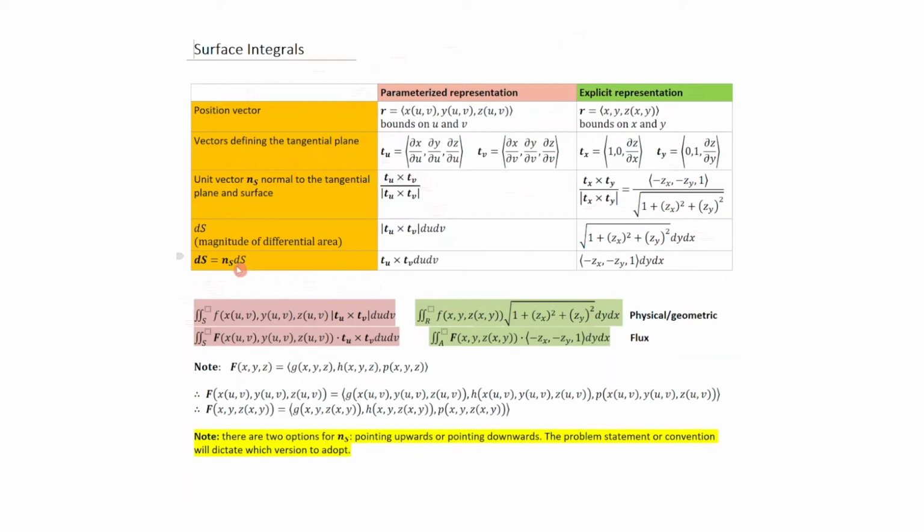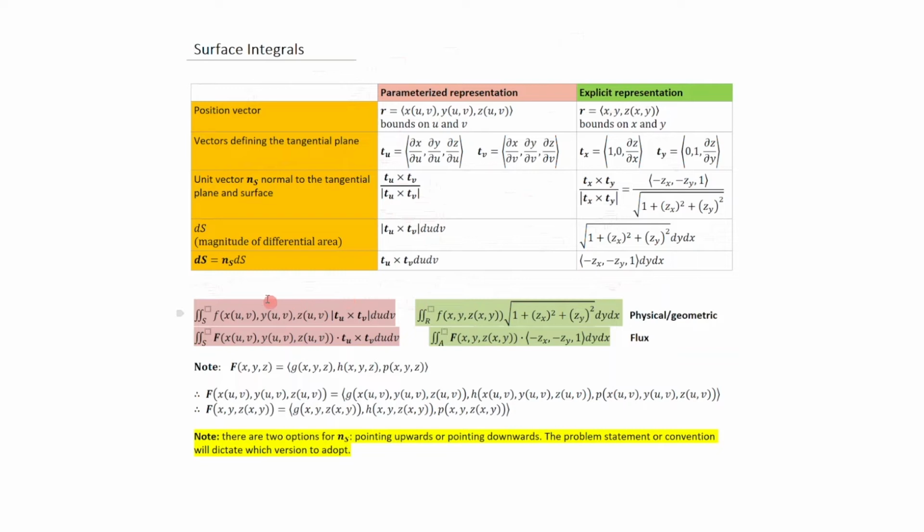The differential surface area vector, which is just n dS, would basically be just taking these two and multiplying, and taking these two and multiplying. By multiplying these two, you can see that the denominator term vanishes, and you're just left with T_u cross T_v, du dv in this case, minus z_x minus z_y partial 1 dy dx. All right, so then we look at it in terms of the types of calculations we would typically do.